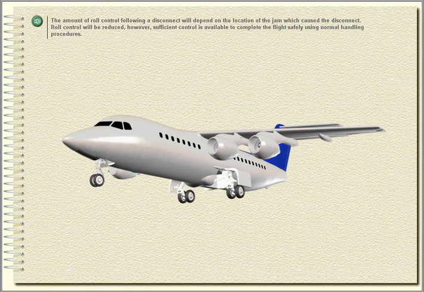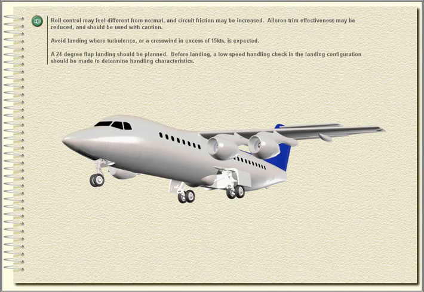The amount of roll control following a disconnect will depend on the location of the jam which caused the disconnect. Roll control will be reduced. However, sufficient control is available to complete the flight safely using normal handling procedures. Roll control may feel different from normal, and circuit friction may be increased. Aileron trim effectiveness may be reduced and should be used with caution.